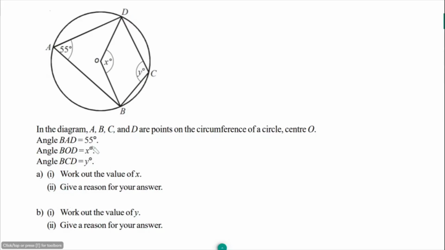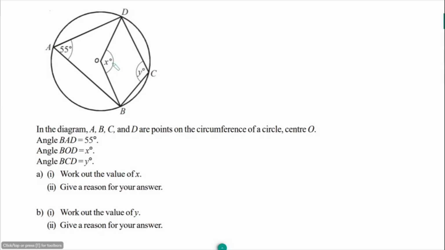Now, here we have a diagram with A, B, C, and D on the points of a circle with center O. Angle BAD is 55 degrees, and BOD is X degrees. And then angle BCD is Y degrees. Now, in the first part of the question, we are asked to find the value of X. Now, this angle X here.